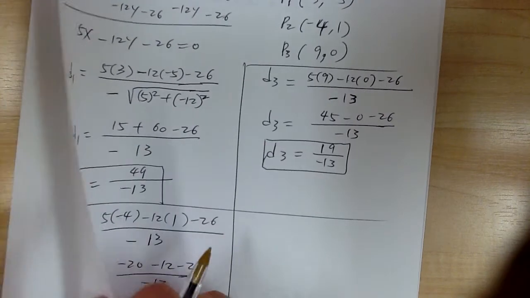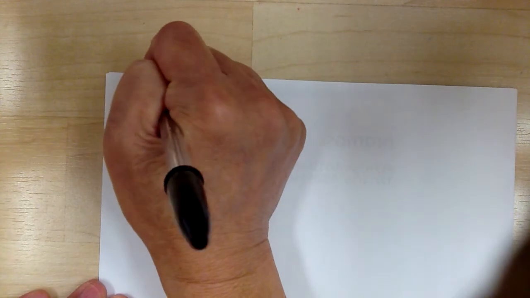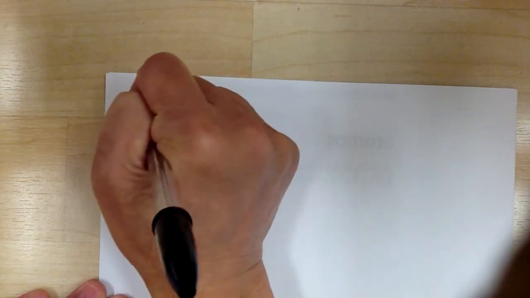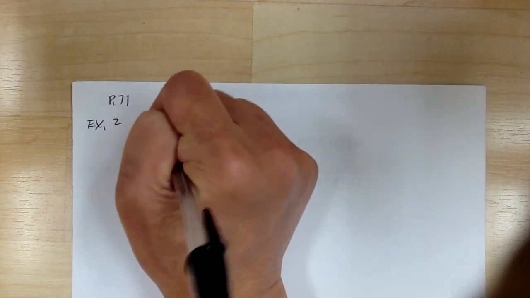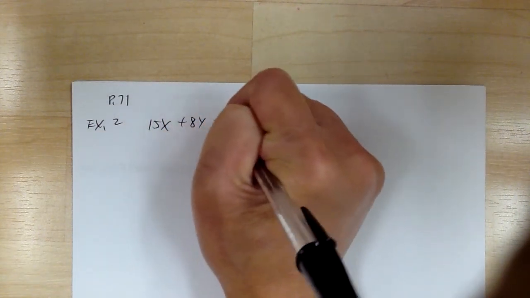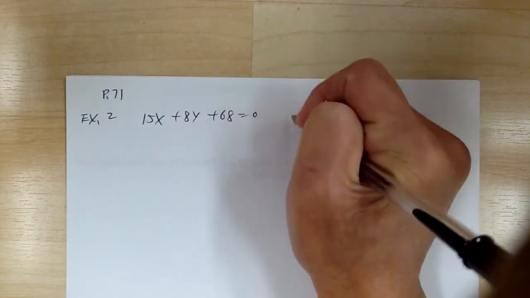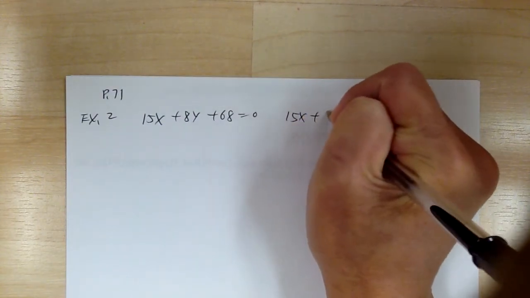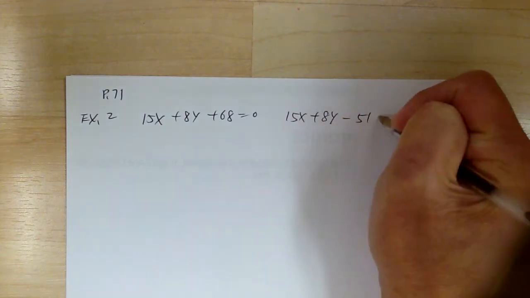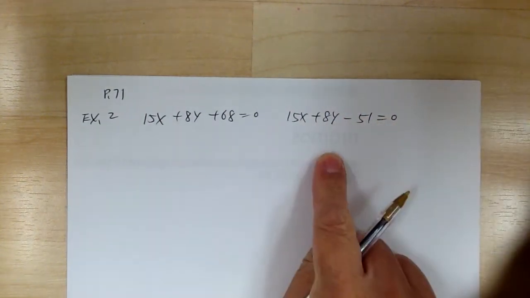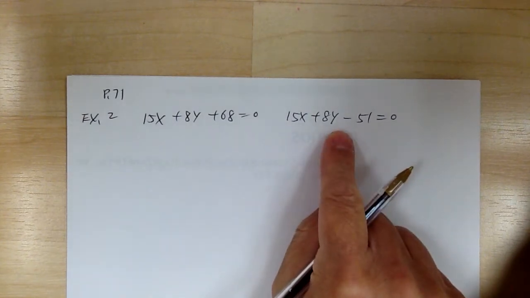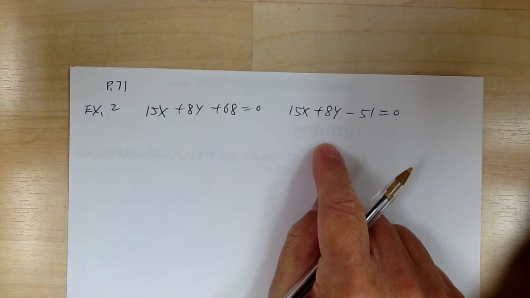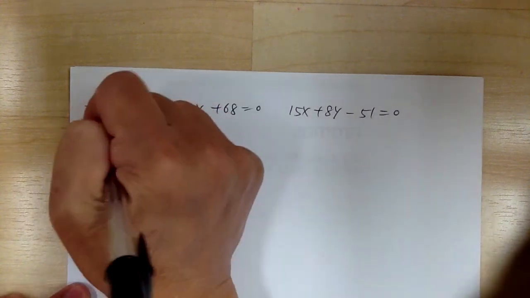Next, let's go to example 2. You have two parallel lines: 15x plus 8y plus 68 equal to 0, and 15x plus 8y minus 51 equal to 0. So you've got two parallel lines, and you're looking for the distance between the two lines. There are two ways you can do this.